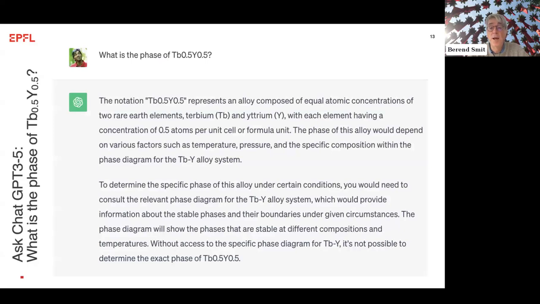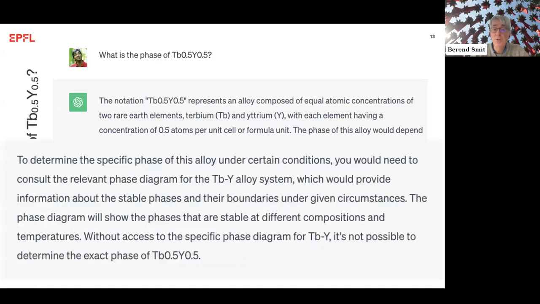It knows it's a high entropy alloy, but it cannot extract the phase. It knows it's an alloy, but you really have to know the chemical knowledge better to determine the exact phase of this. And this is what many people have noticed: it doesn't know a lot of modern chemistry. So they see ChatGPT as pretty useless. However, you can use it in a slightly different way.